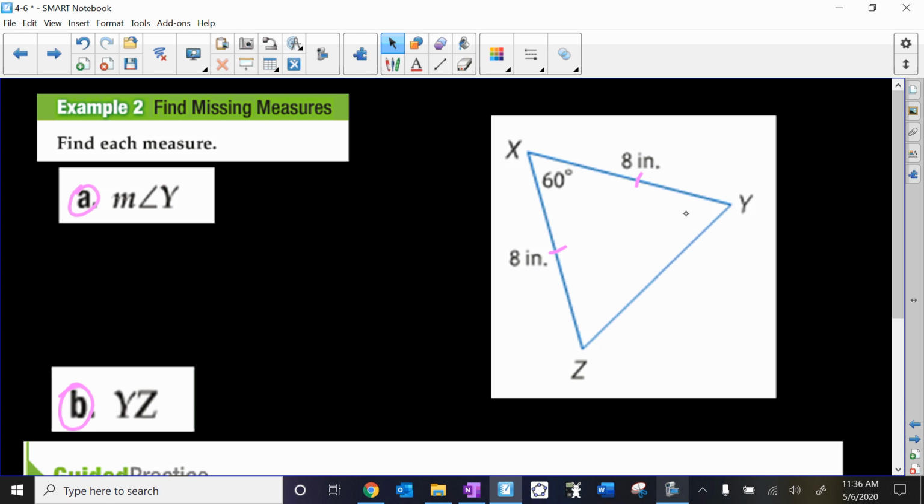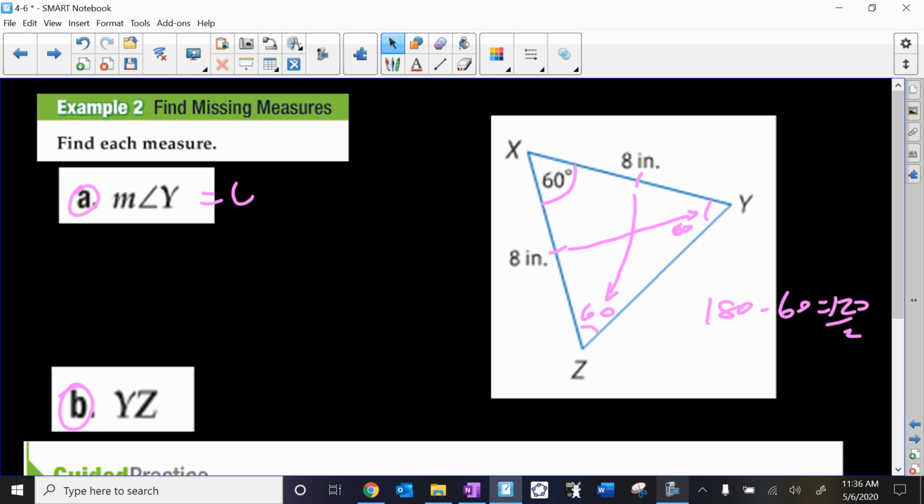Let's try and find the angle measures first. The easiest way to do this is to subtract 60 from 180 right off the bat, because I know this angle x up here is 60 degrees, which gets us 120. Since 8 and 8 are equal, the angles across have to be equal. So we know that z and y are congruent. So we're going to take 120 divided by 2, and that's also going to get us 60.